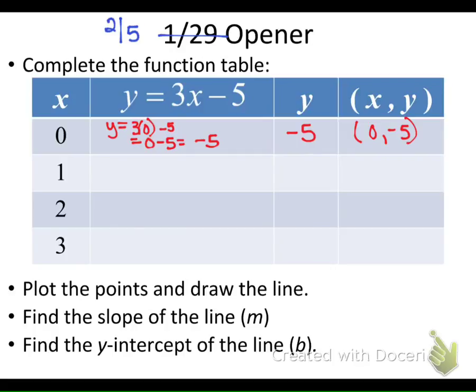Okay. What do I substitute for my x value in this next one? So 3 times 1 minus 5. 3 times 1? 3 minus 5? Negative 2, right? So my y value is negative 2. So my ordered pair, my x value? 1. My y value, negative 2.